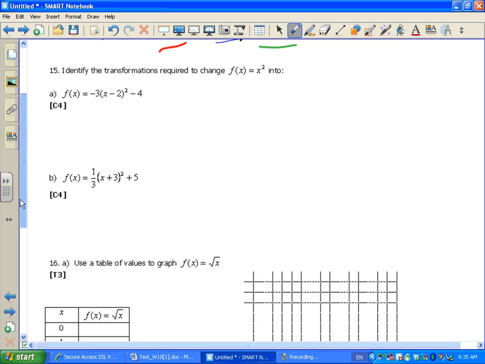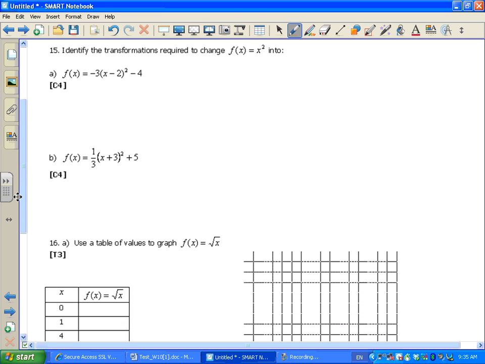Okay, 15 is the same type of question, but in this one they want you to say what the transformations are. So, same idea as above, you guys are supposed to write it in words instead. So our A is negative 3, so that means stretched by a factor of 3. And because it's negative, it turns downwards.